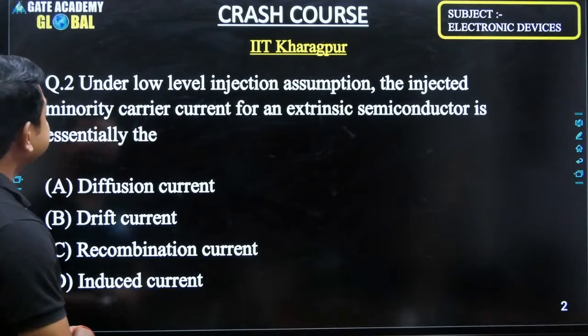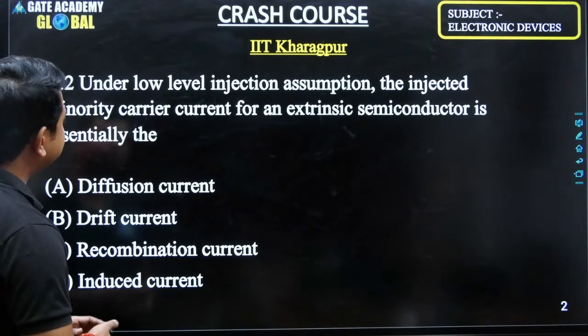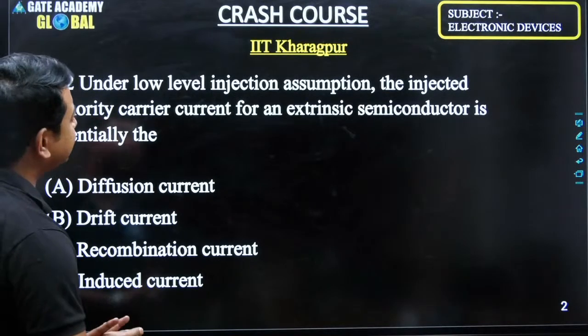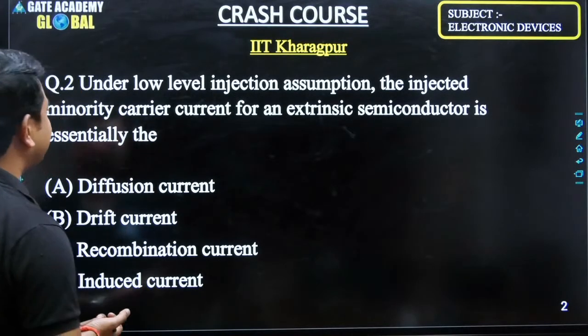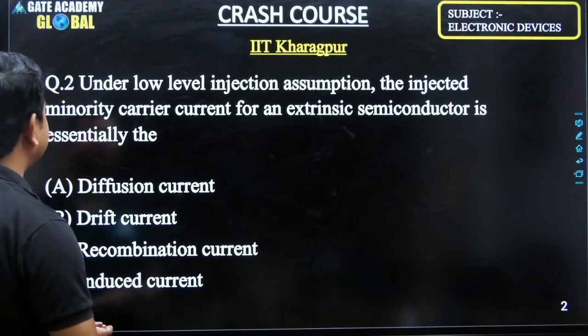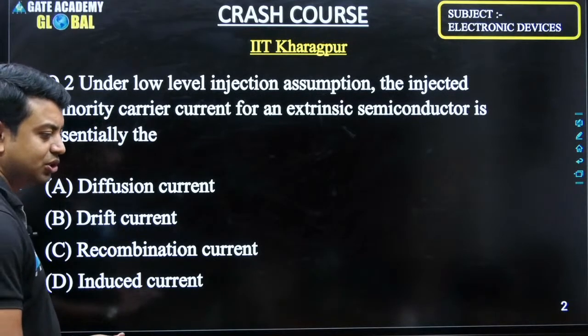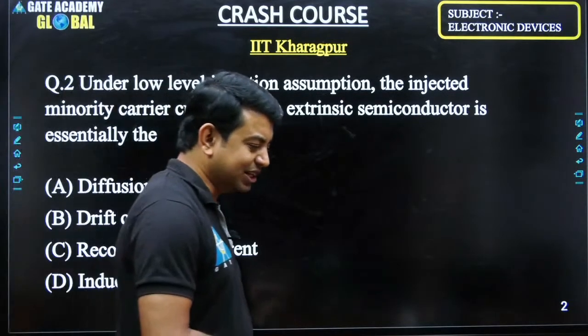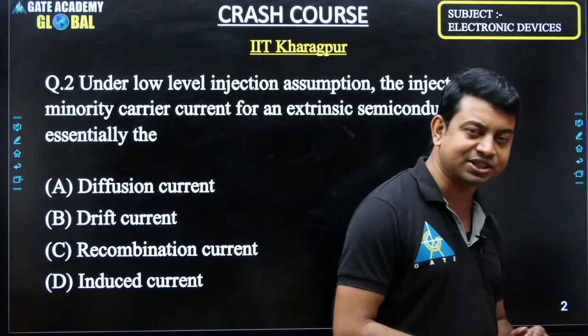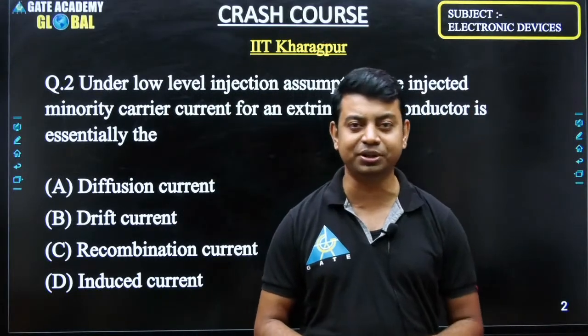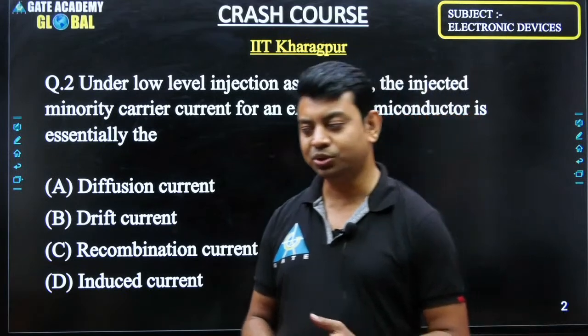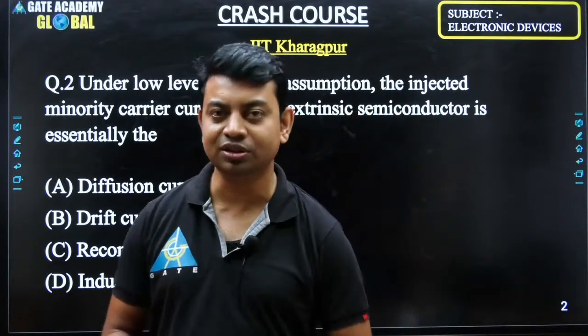So, the second question. Under low level injection assumption, the injected minority carrier current for an intrinsic semiconductor is essentially... So, under low level injection, that means whenever the charge carriers are injected from one end of the semiconductor, that is nothing but injection.